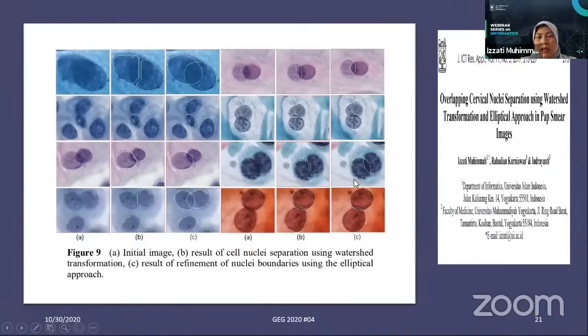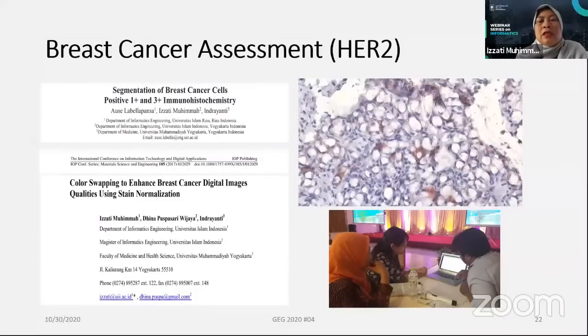Okay, the details of the methodology and algorithm can be seen in our published journal. The title I put on the slide. That's an example of the pap smear work that we have done, and we also have experience in breast cancer assessment.